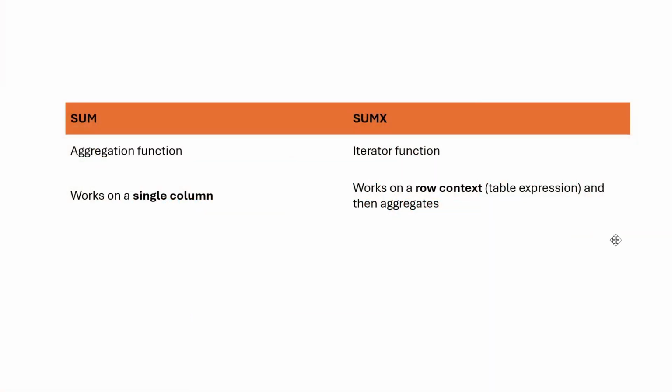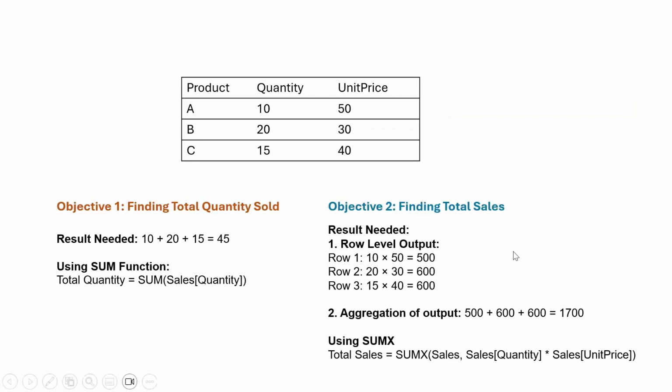This is an important question and many people struggle to answer this. Sum is an aggregation function, but sumx is an iterator function. Sum is used when you want to sum values from a single column. Sumx is used when you want to evaluate any expression at the row context and then do the summation of it. To explain this, let's use this example.